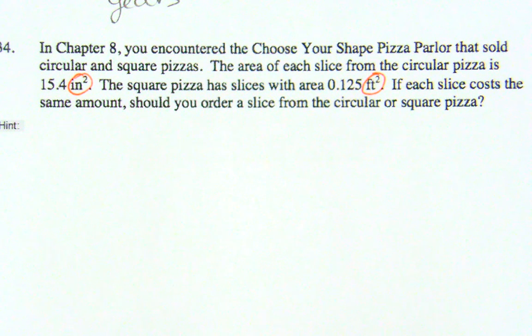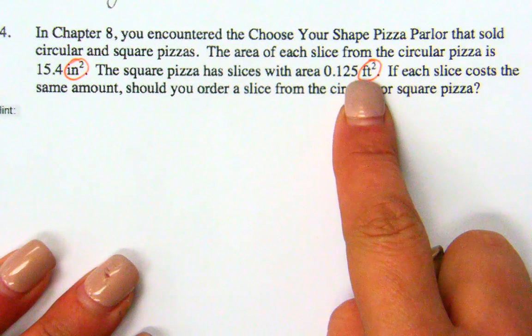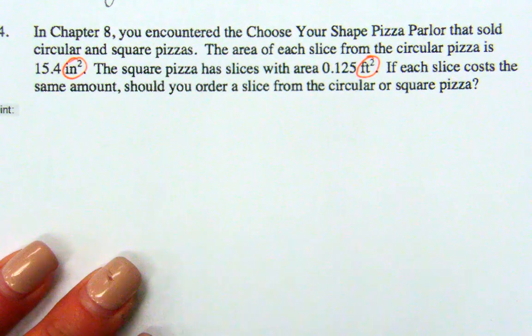So the square slices are in feet, and the circular is in inches. So the question is, do you want to convert from feet to inches, or do you want to convert from inches to feet? And my advice is to convert the feet into inches, because we know how to work backwards. Sometimes it's hard to work the other way around.